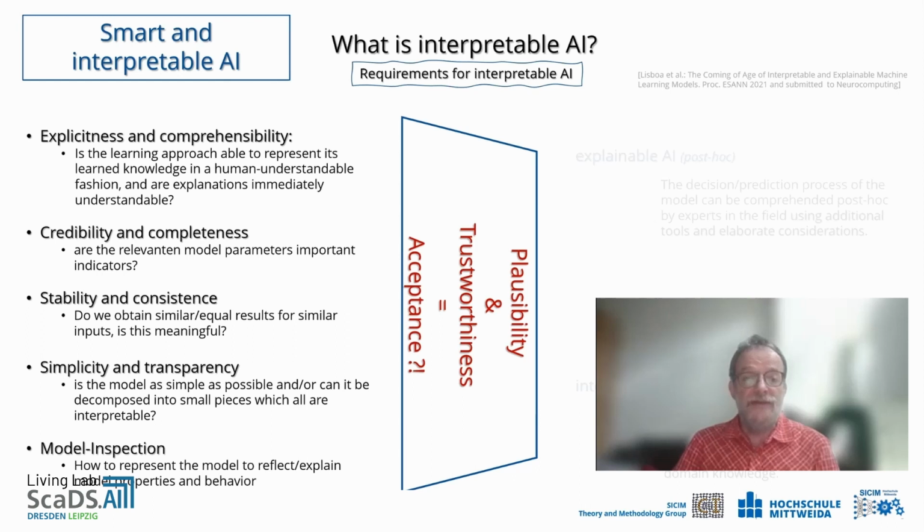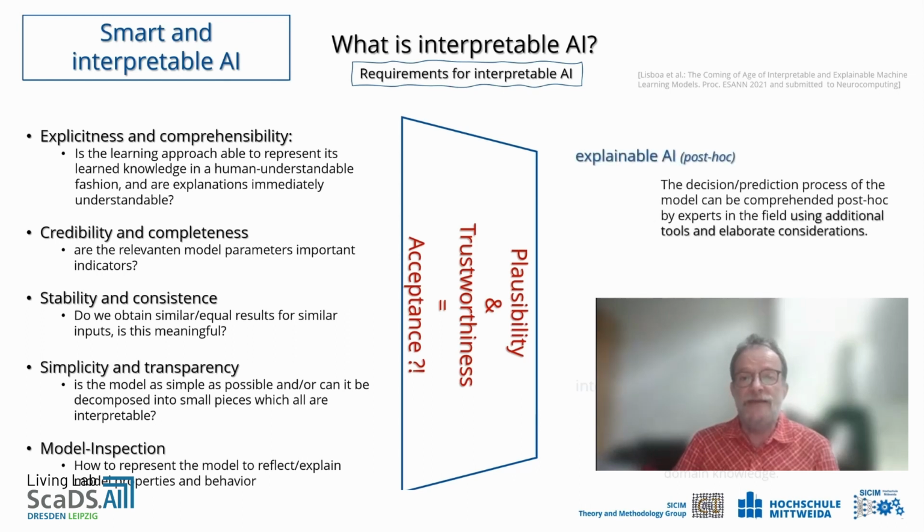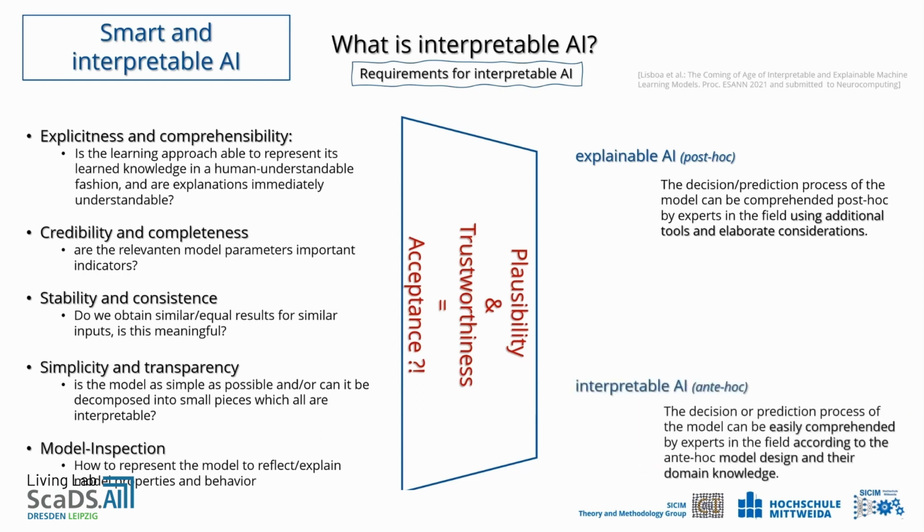So if we think about those systems, then we can think about explainable AI, which are post hoc models. So the decision and prediction process of the model can be comprehended post hoc by experts using additional tools and elaborate considerations. So we have a maybe complex system, and then we try to explain what the model is doing. In contrast, interpretable AI is that these are ad hoc methods, which is that the model is designed to be interpretable.